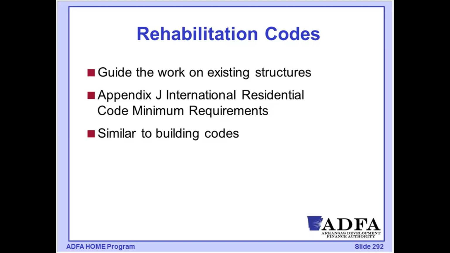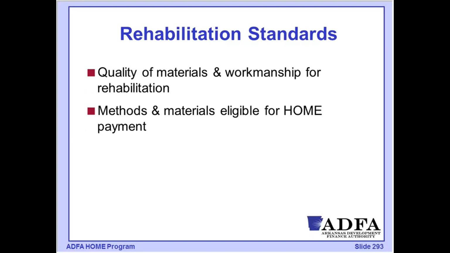But to be able to commit HOME funds to a property, we have to be able to determine what is the scope of work that's going to be needed to bring the property to standards, and an estimate, essentially, of what that cost will be. So as part of that, we would be looking to Appendix J of the International Residential Code minimum requirements. It's really similar to a building code, but it's put in place to set a standard for existing properties as opposed to for new construction.